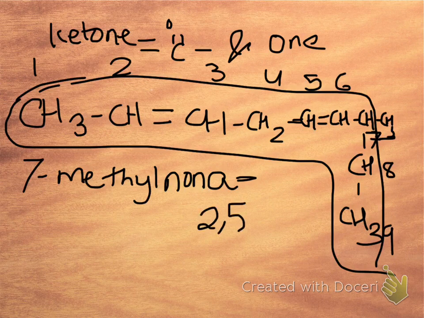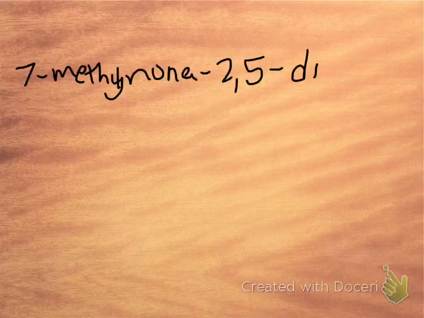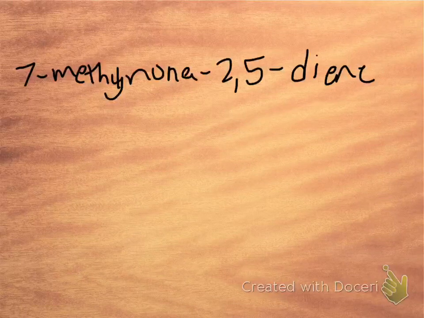Now you should check where there are double bonds. There are double bonds at 2 and 5. So you will write it as diene. Why diene? Alkene means double bond, and there are 2 double bonds, so diene. So the name of this we'll write as 7 methyl nona 2, 5 diene. So this is our compound name. With this we complete our functional groups.